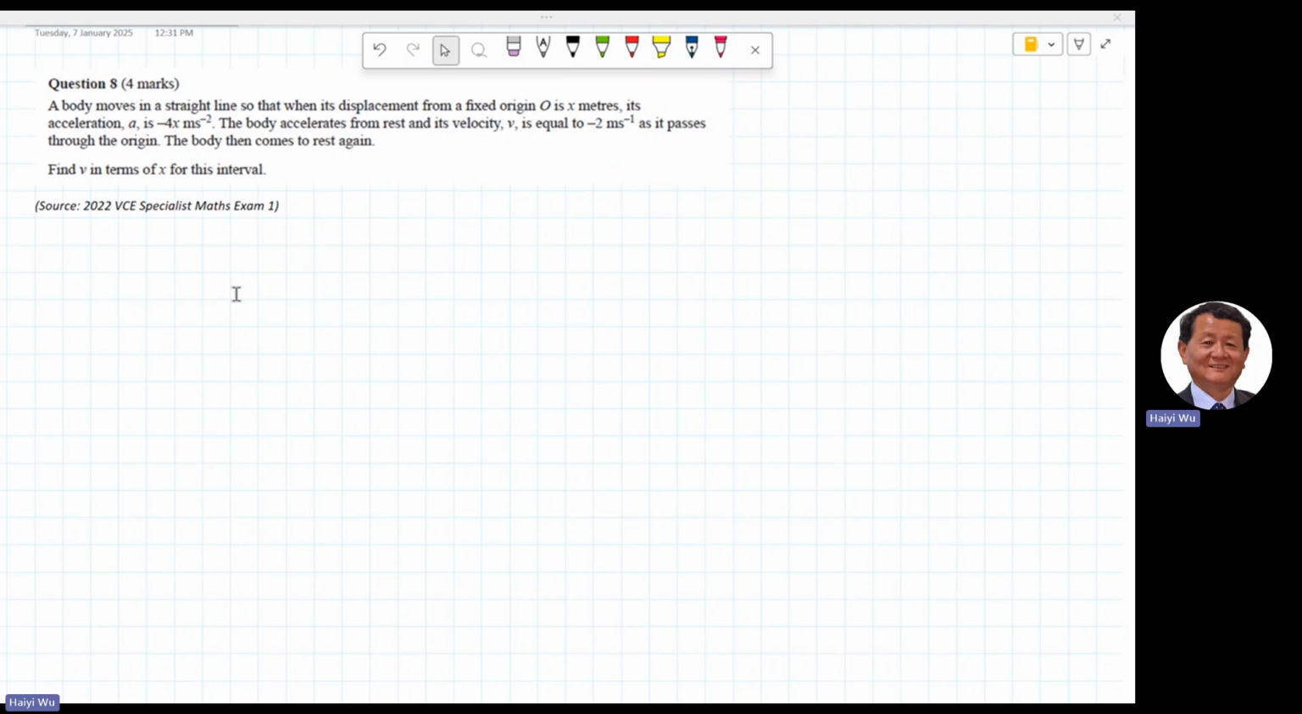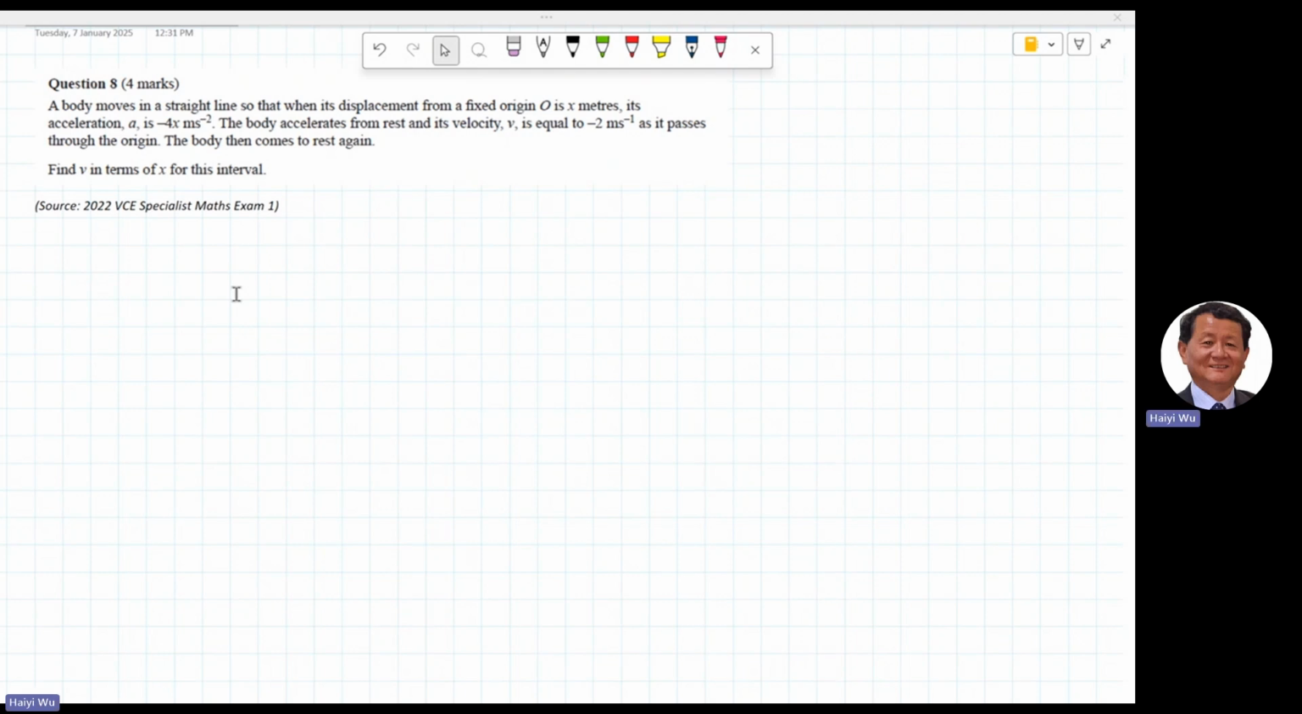All right, today we're going to do a vector calculus question. So we got question 8 of the 2022 VCE Specialist Math Exam 1. We call this vector calculus, and we know vector calculus involves velocity, acceleration and displacement.